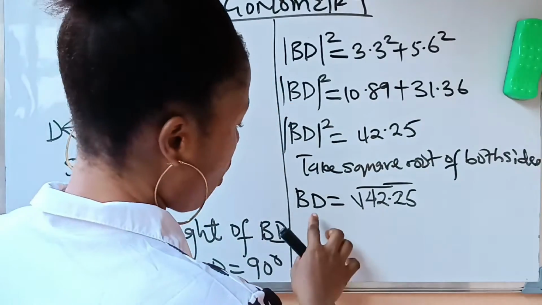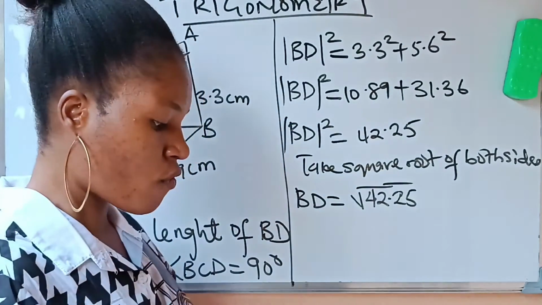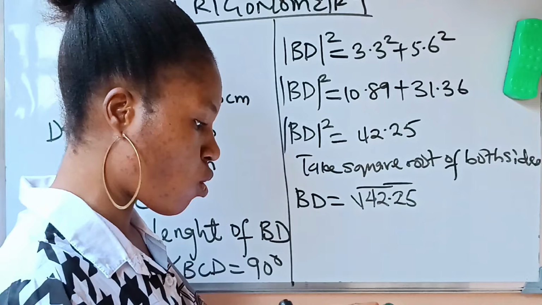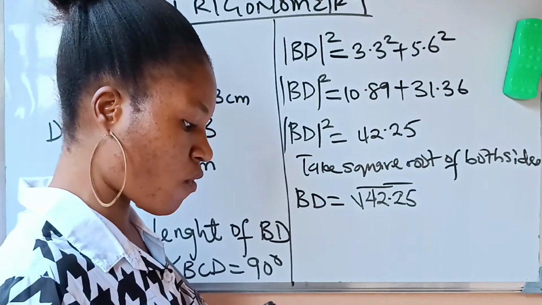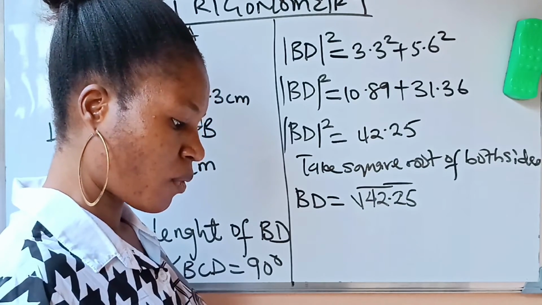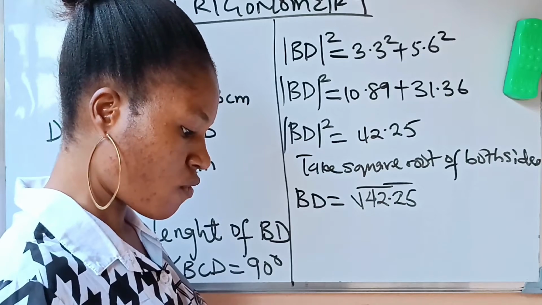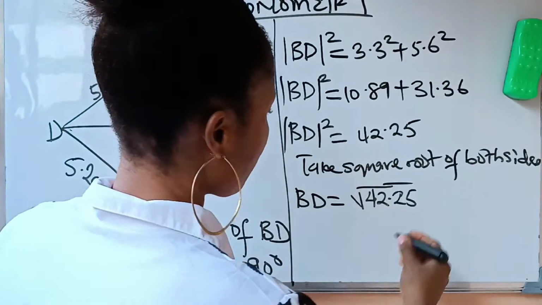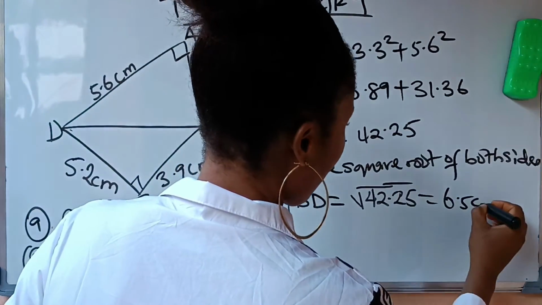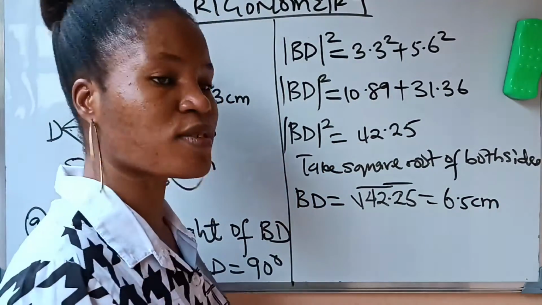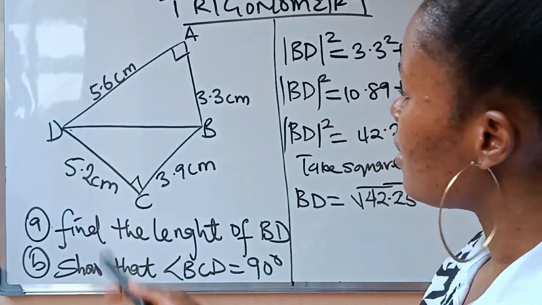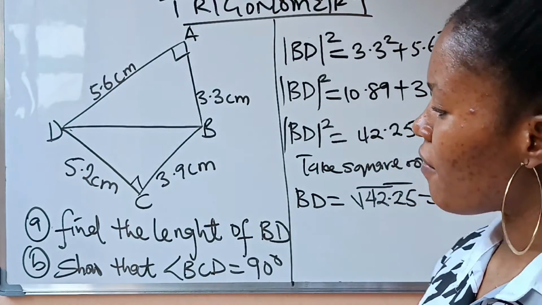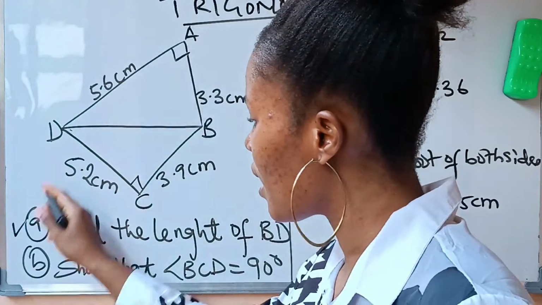Now BD is equal to the square root of 42.25. What is the square root of 42.25? We are going to get that soon. 42.25 is 6.5, so this is 6.5 centimeters. So we have succeeded in getting the value of BD, and we have answered question A.